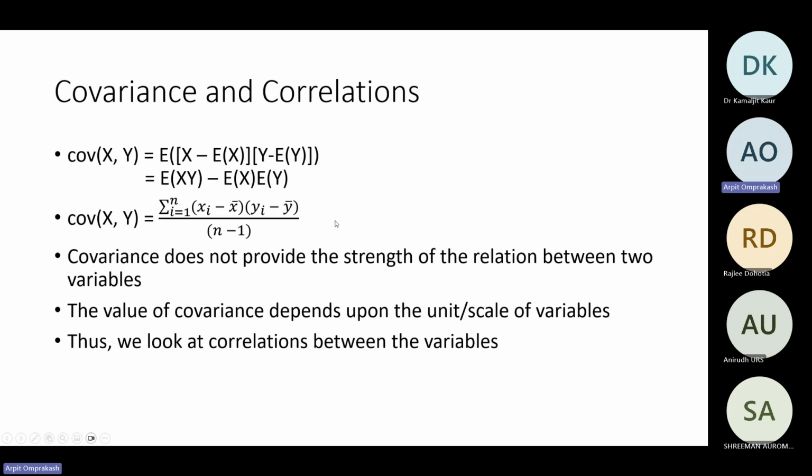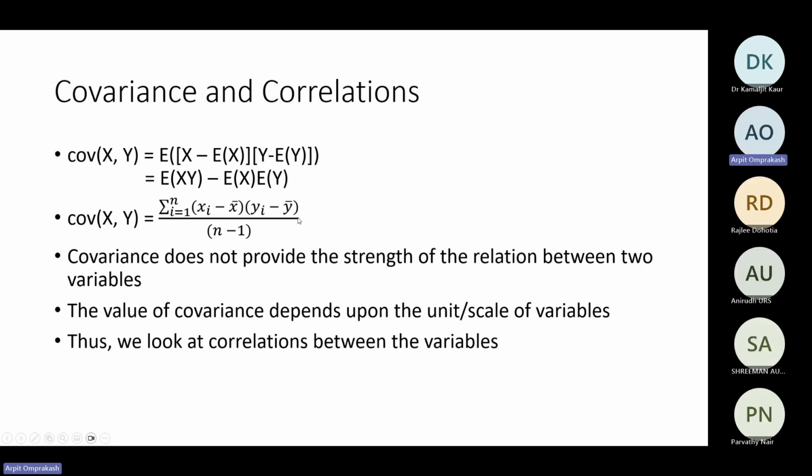If we have some sample data for two random variables x and y, this is how we can also calculate the covariance between them. We do summation of xi minus x bar, which is the mean of x, into yi minus y bar, which is the mean of y, for the corresponding pairs of x and y. We multiply them, take the product, and sum them up. Then we divide the whole thing by n minus 1. That's how we get the covariance of two random variables x and y.